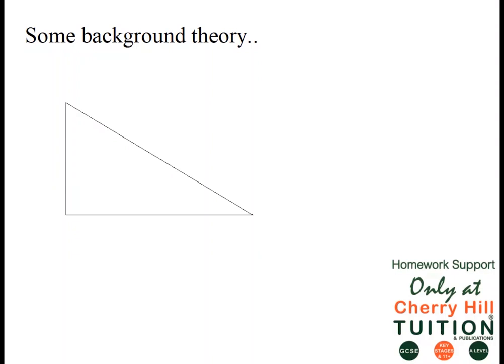In right-angle triangles, all three angles add up to 180 degrees, and one of them is 90 degrees. So let's name this angle x, this angle y. This means x plus y plus 90 degrees should add up to 180. So this is an important rule that you need to remember.